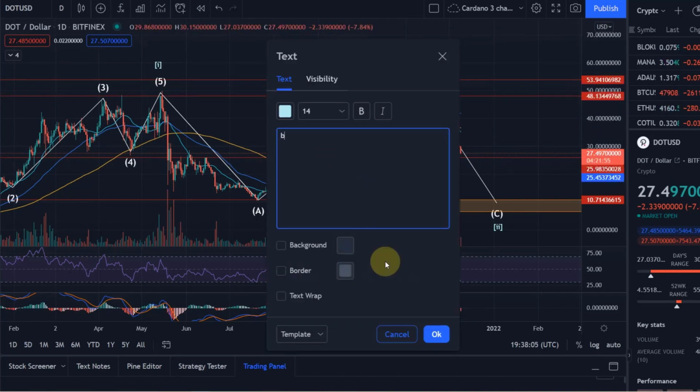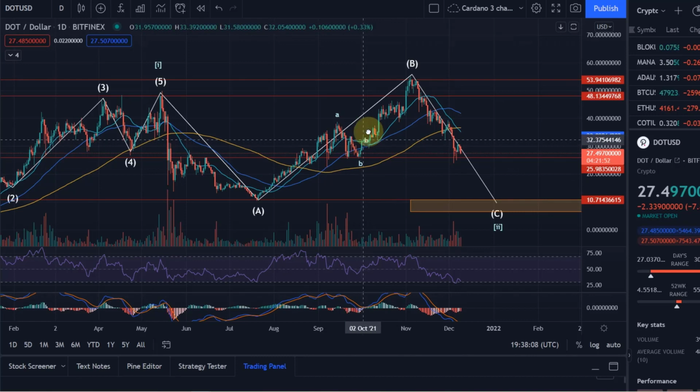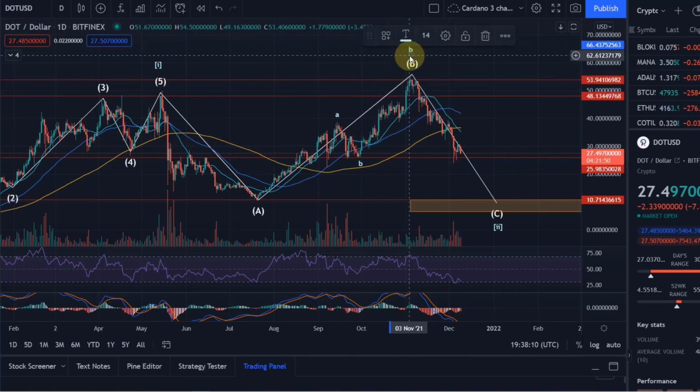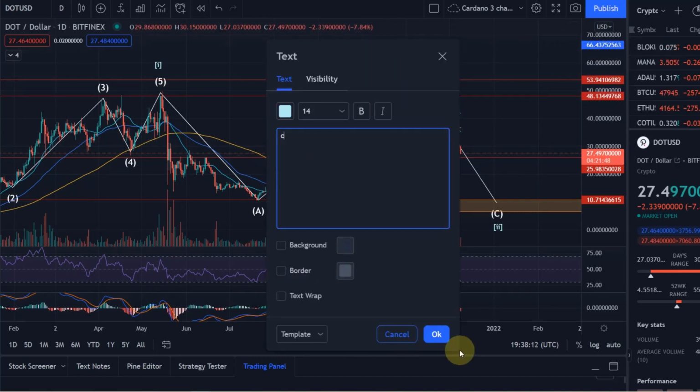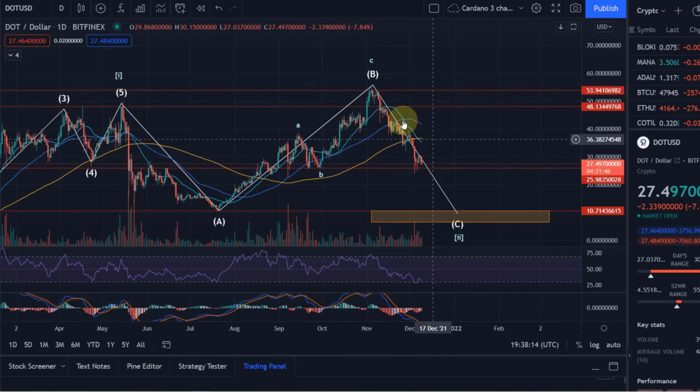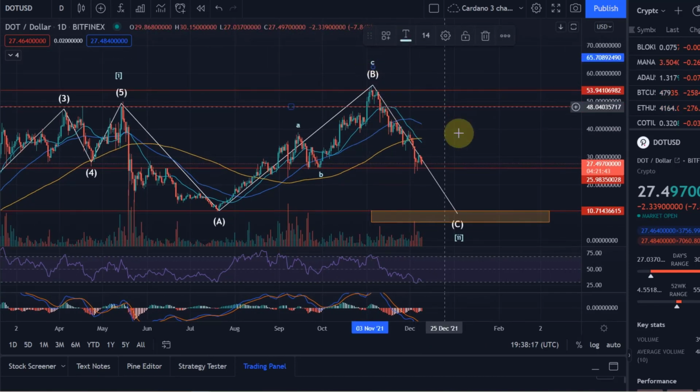So you do have that as well here, and this makes perfect sense. It's a perfectly valid count. To be honest, I would really have difficulties coming up with a bullish count at the moment. This is really, really a correction at the moment.